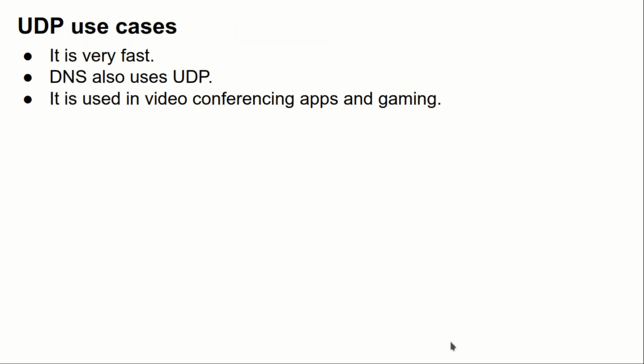So now let's move to the UDP use cases. It is very fast because it does not care about the data being sent 100%. It will ignore whether the packets are received or not. DNS also uses UDP; in the previous video I showed you what DNS is. It is also used in video conferencing apps and gaming, where some packets may get lost.